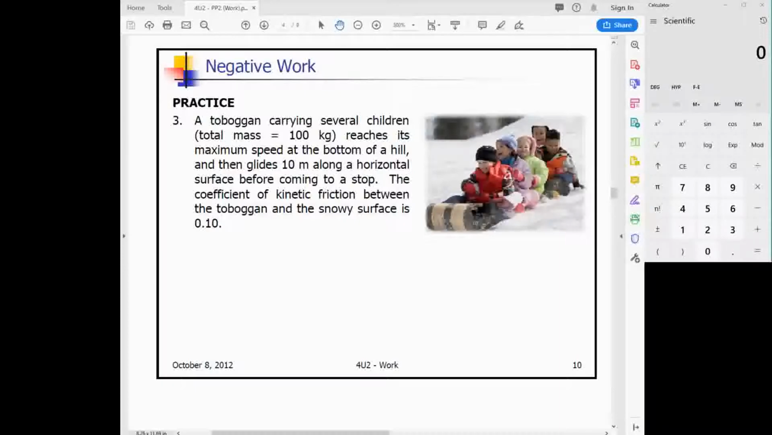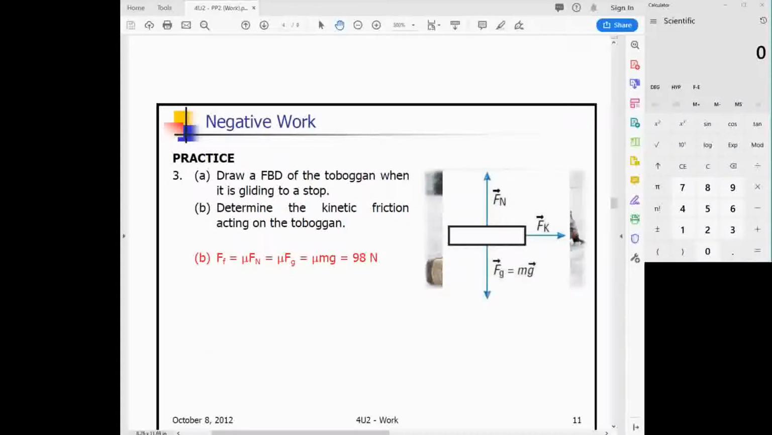So we have a toboggan. The mass of the toboggan with the children is 100 kilograms. It reaches maximum speed at the bottom of the hill, and then it glides 10 meters along a horizontal surface before coming to a stop. And the coefficient of kinetic friction between the toboggan and the snowy surface is 0.1. So the next slide is going to show us the free body diagram of this.